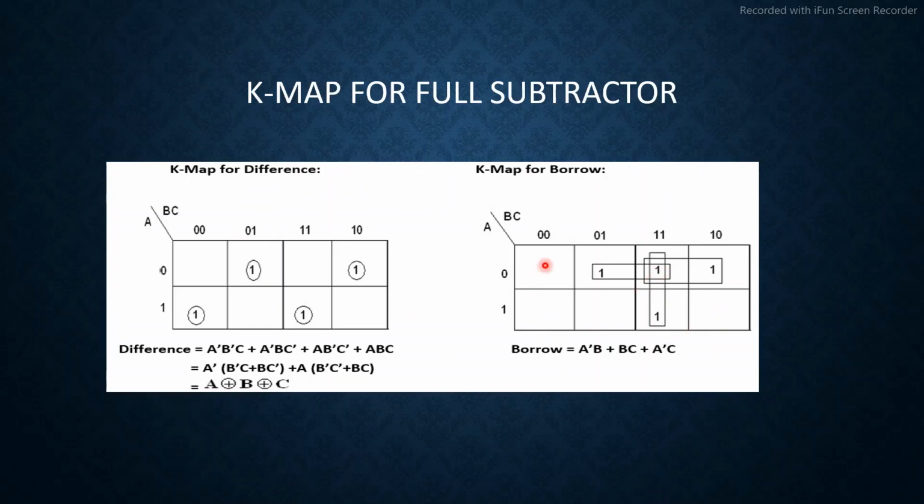Similarly, we are performing the same for other inputs as well. And finally, we are deriving the expression borrow equal to A bar B plus BC plus A bar C. So this K-map is very useful in deriving the expression for the circuit.